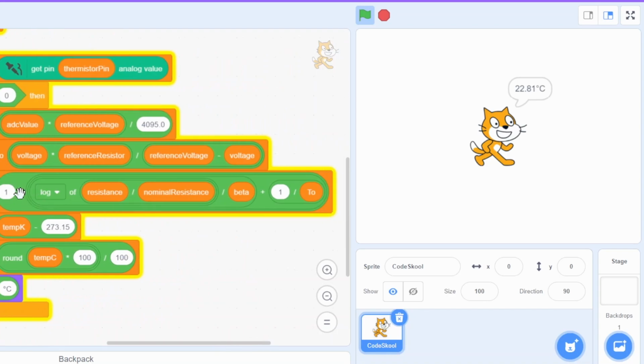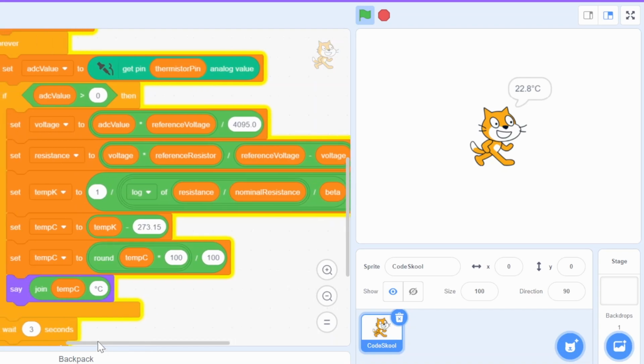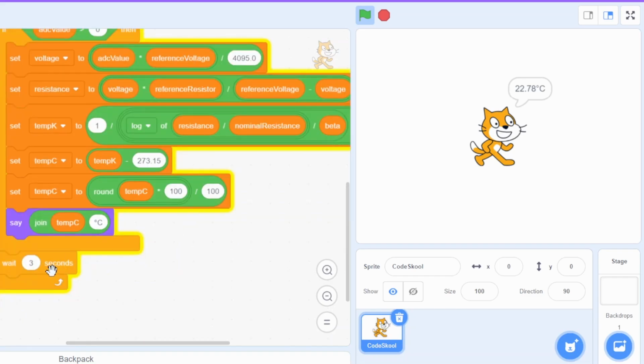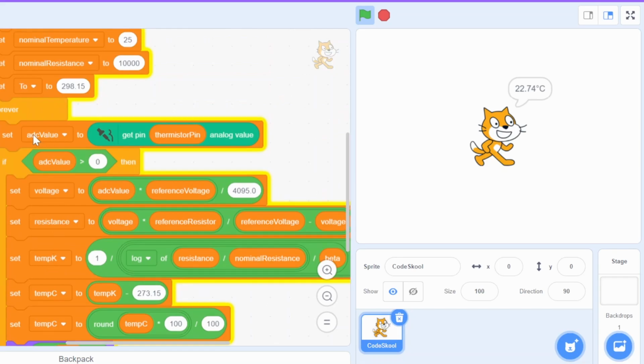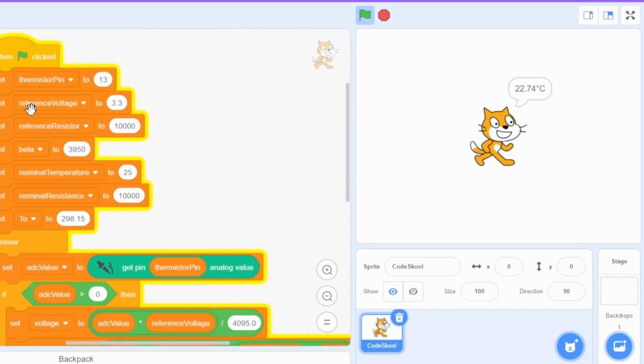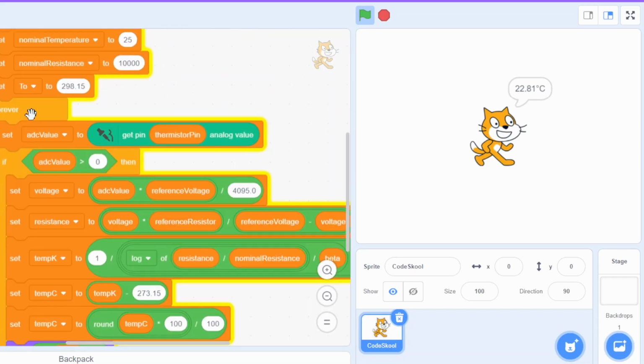and the whole thing is divided by 1. So this will give us temperature in Kelvin. So we minus 273.15 to give temperature in centigrade. Then we'll just round it off to 2 digits and display it here. And just put a delay of 3 seconds in the forever loop. So this is our code to read the ADC temperature.